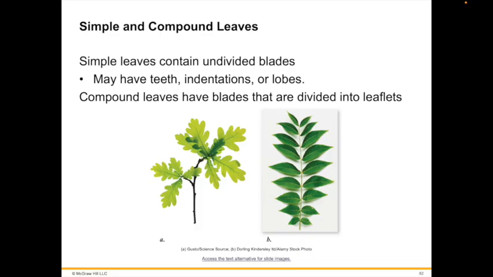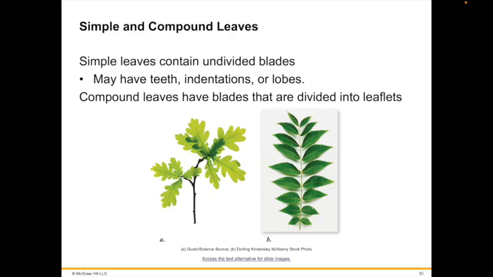Leaf blades come in a variety of forms, from oval to deeply lobed to having separate leaflets. In simple leaves, such as those of lilacs or birch trees, the blades are undivided, but simple leaves may have teeth, indentations, or lobes of various sizes, as in the leaves of maples and oaks. So here at A, those are all examples of simple leaves.